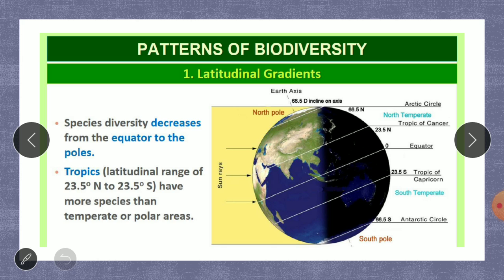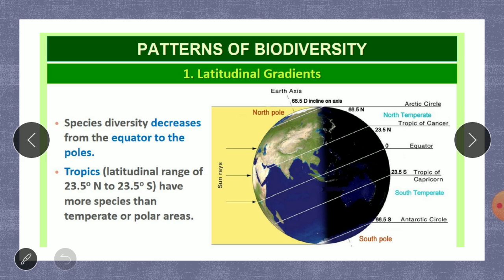Today we are going to start with patterns of biodiversity. In patterns of biodiversity, we are going to study two patterns which will tell us how the organisms are divided on our earth. We saw last time there are many different varieties of species present. But how and where all these species are distributed, we are going to study today.